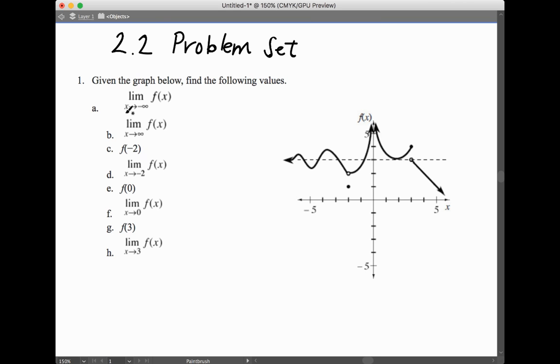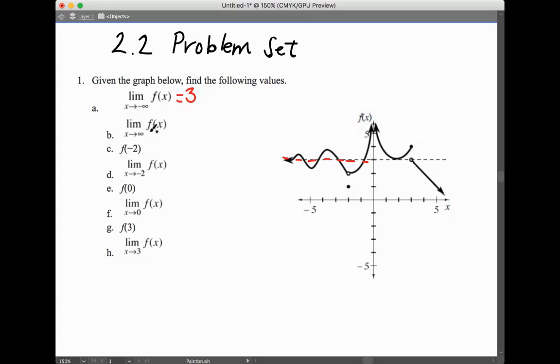So the limit as x approaches negative infinity. If I'm looking for negative infinity, I'm looking at what happens to the function as I head out here to the left. So this arrow, what is this getting closer and closer and closer to? We can see that it seems to be hugging this asymptote, and the asymptote is at 1, 2, 3. So the limit as x approaches negative infinity is 3.